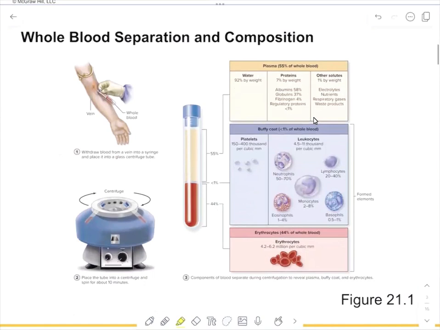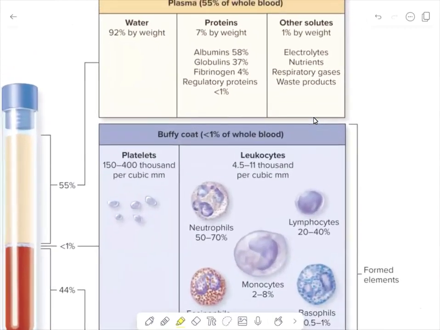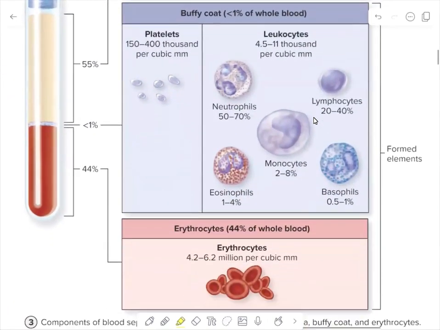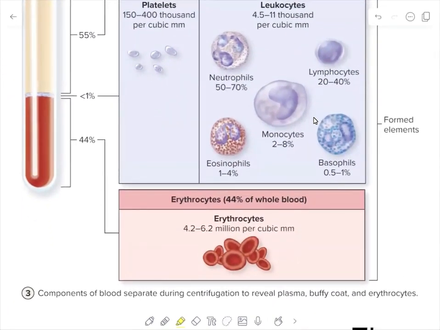This slide is showing us that process where first whole blood is removed from a vein. It's removed from a vein because those are the most superficial of the blood vessels. It's placed into a centrifuge and spun. And what we see is in the diagram to the right here. At the bottom of the test tube, we see erythrocytes accounting for 44% of the whole blood. There's quite a bit of erythrocytes, between 4.2 and 6.2 million per cubic millimeter.